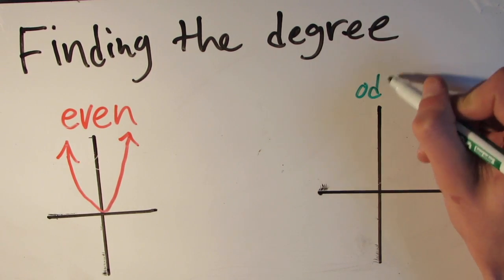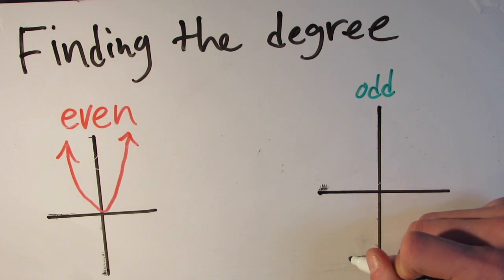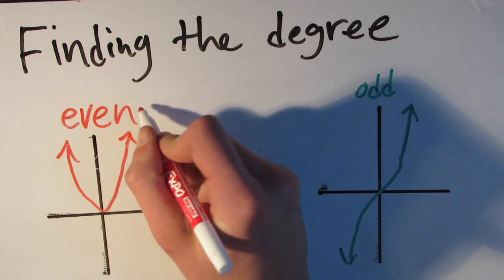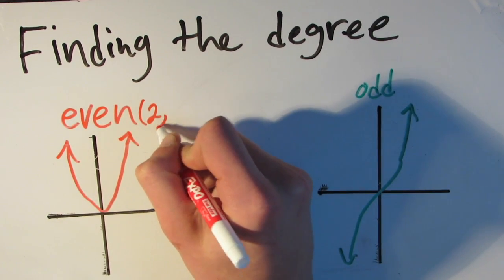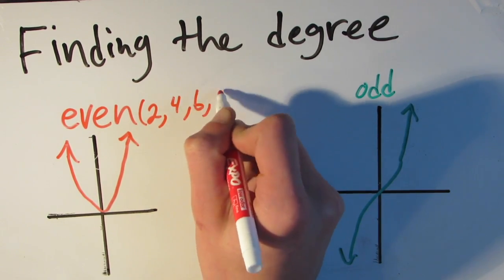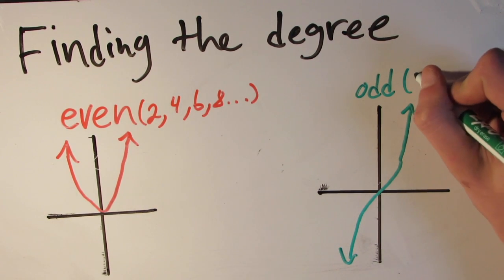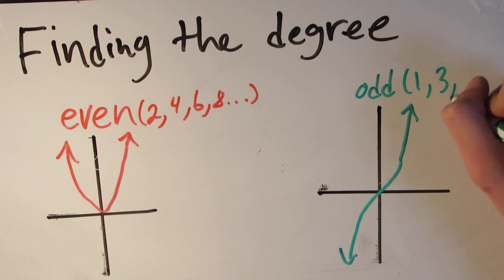On the other hand, odd functions will look more like a cubic function. Even functions can have a degree of any even number, like 2, 4, 6, 8, etc. Odd functions will have odd numbers like 1, 3, 5, etc.